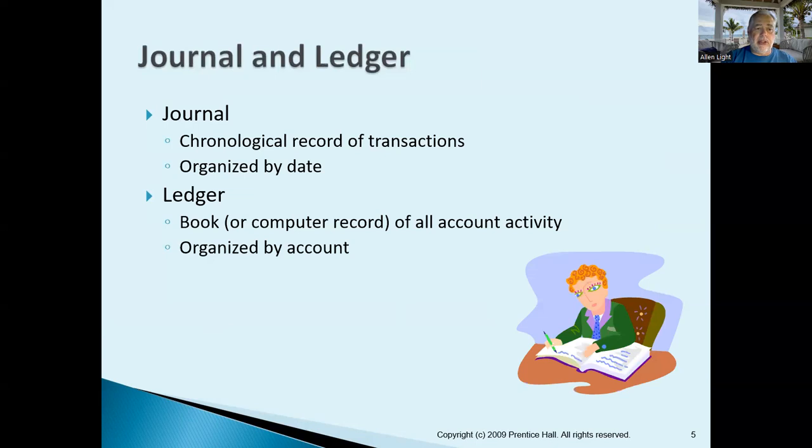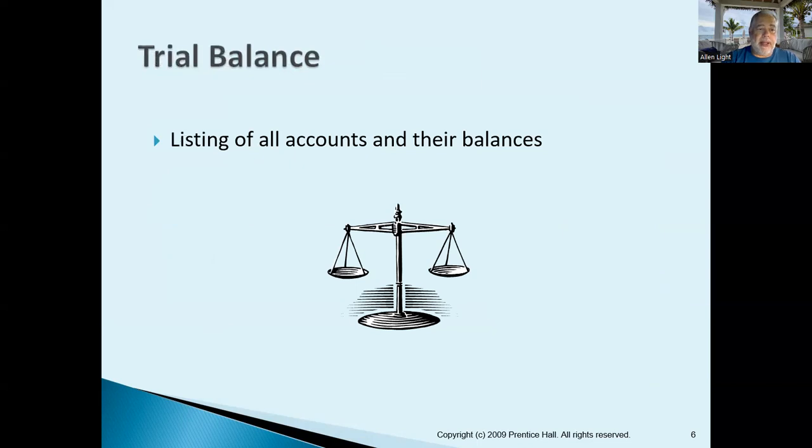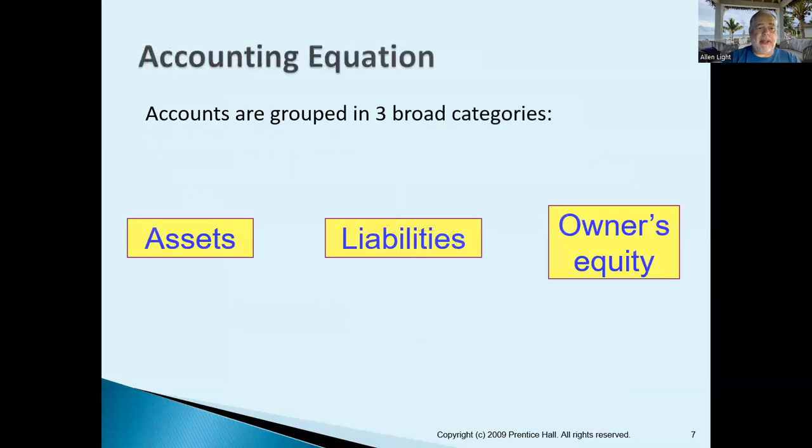Okay. The ledger is the book with all account activity. So each page in the ledger is for one account. Our journal shows the accounts and how they were affected. All we've got to do is copy those into the ledger on their respective pages. And then the trial balance is when we list all the accounts and their balances. Now, if the accounting equation holds true, then I should be able to take all the accounts, add them up, and the two sides should equal. And I'll show you what we mean by that shortly.